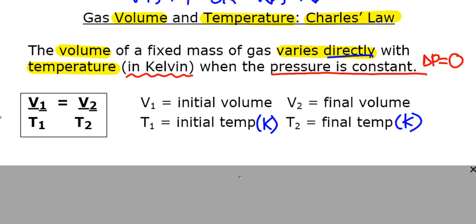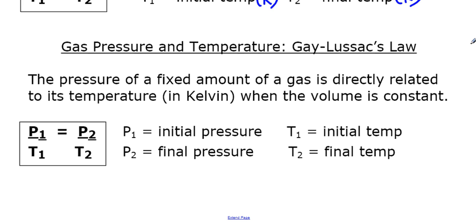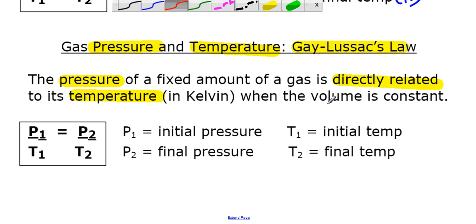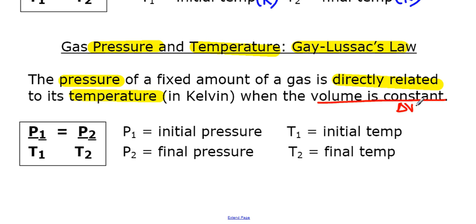Now there's one more gas law, and it's Gay-Lussac's law, and it involves the other two variables, pressure and temperature. This one says the pressure of a fixed amount of gas is directly related to the temperature when the volume is constant. Volume is constant means change in volume is equal to 0. You won't see it anywhere in the formula or with your calculations.